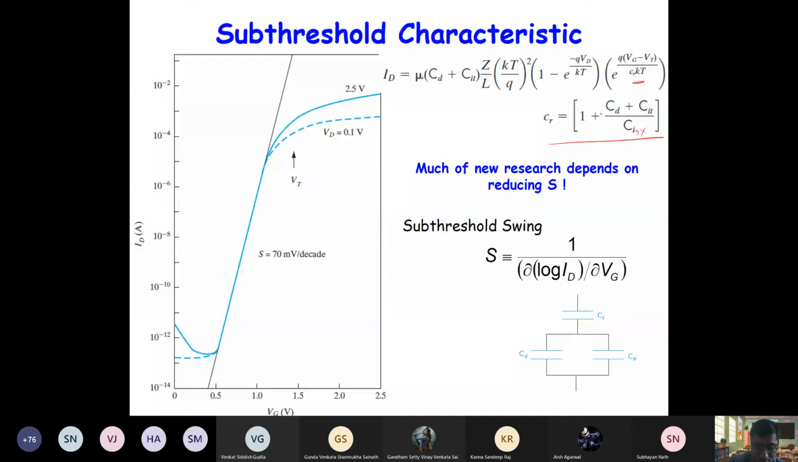And if you plot this, ID versus VG in the sub-threshold region, let's say this is VT. So below VT is the sub-threshold region. You see the current is quite small, but there is a slope, and that slope is del I by del VG for logarithmic ID. So S is 1 by this slope. So the higher the slope, del ID by del VG, the smaller the S. And typically this S has a value of 70 millivolt per decade. And if you obtain it from this equation, you will get around 26 millivolt per decade.